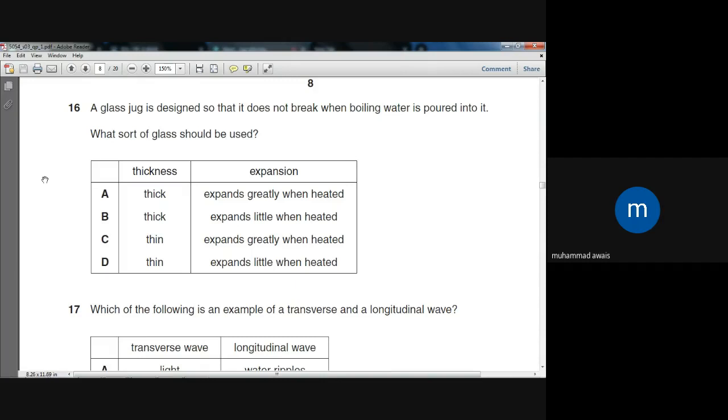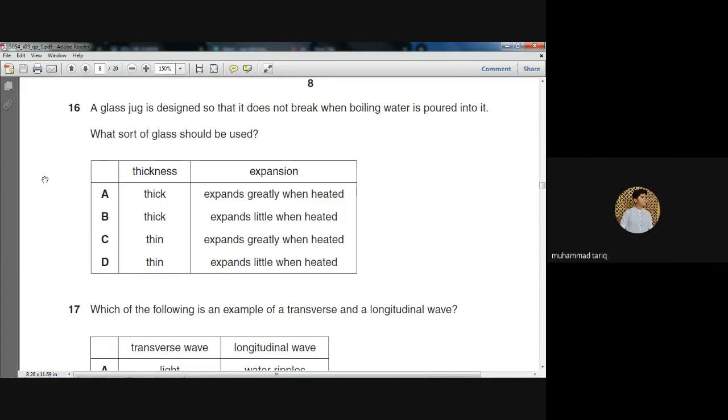Okay, so now my question is that I cannot understand why the glass should be thin. Thick glass absorbs the heat and it should not break. And thin glass, according to my thinking, should break easily. You see, if the glass is thick and you pour hot water inside it, the inner side will have more expansion, but less heat will reach the outer side. So the outer surface will have less expansion and the inner surface will have more expansion. When the inner and outer surfaces have different expansions, the glass will break. You understand? Fine. Okay.